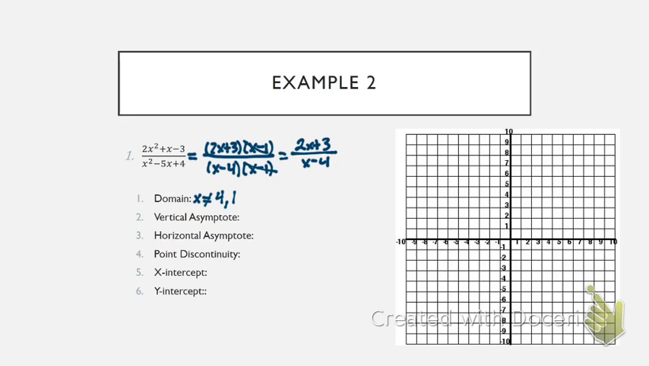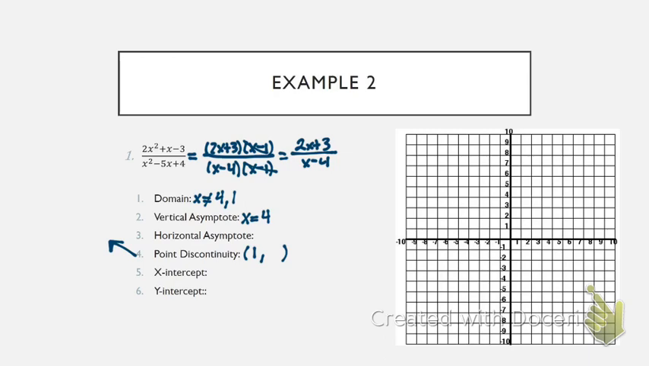We know that x minus 4 did not cancel out, so the vertical asymptote is going to happen at x equals 4. The x minus 1 did cancel out with something in the numerator, so that is going to be my point of discontinuity. If x minus 1 is what canceled, then the x value of the point of discontinuity is 1.